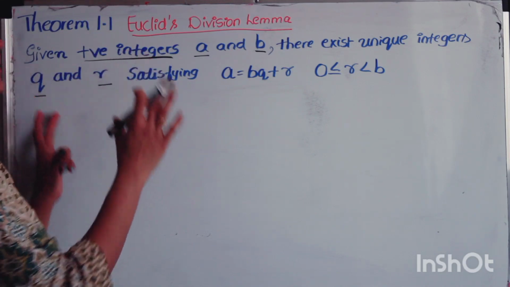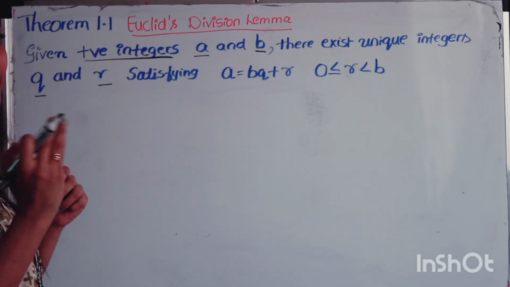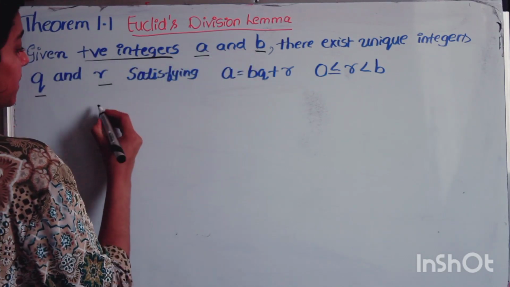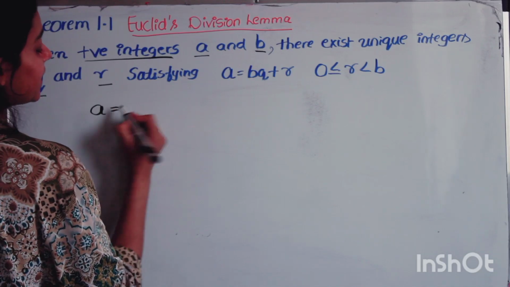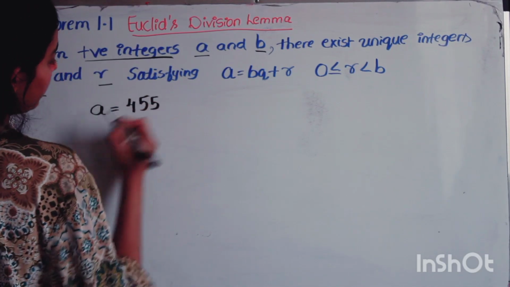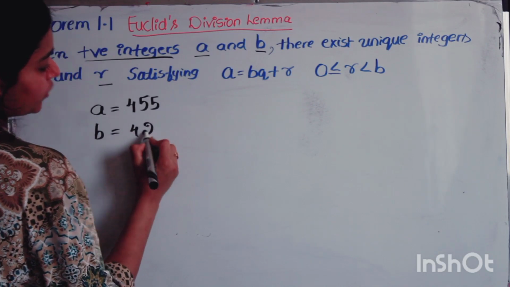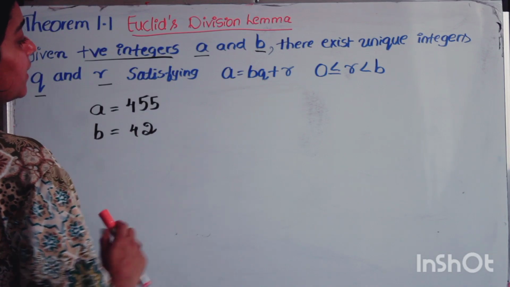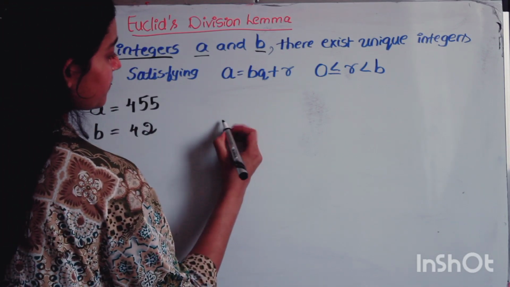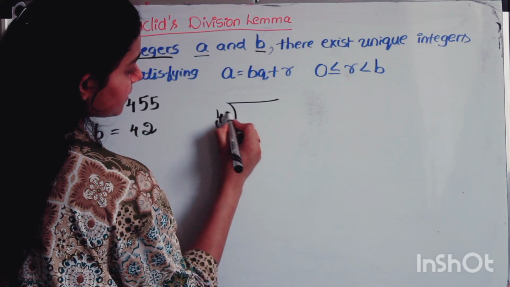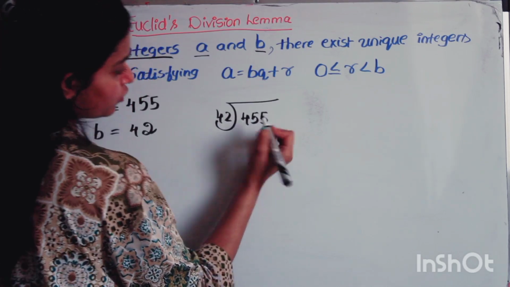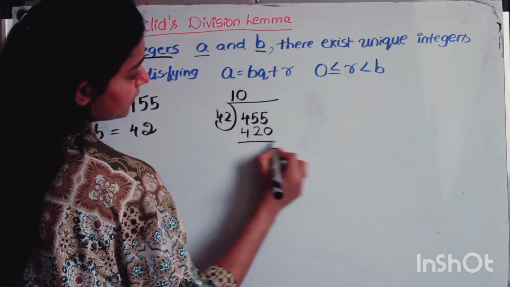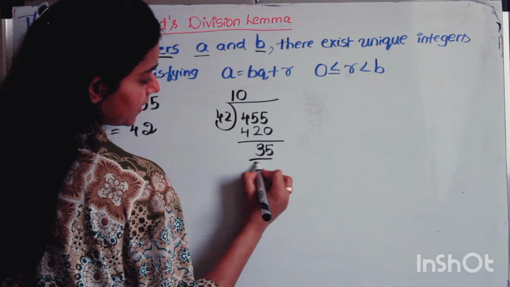Let us discuss this statement by taking an example. Let us take 2 positive integers, a equal to 455 and b equal to 42. If you divide 455 by 42, you know that 42 tens are 420, so the remainder is 35.